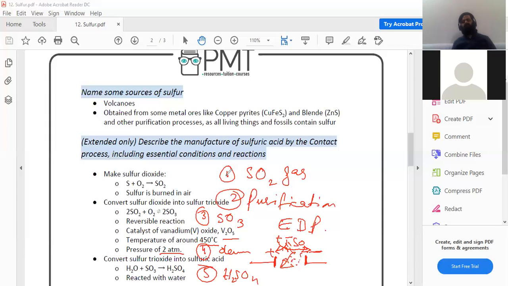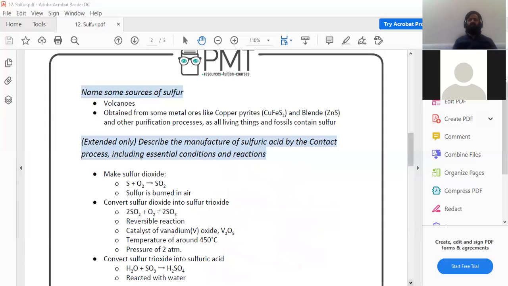These 5 major steps must be kept in mind when you are talking about the contact process. Contact process is the industrial way to manufacture H2SO4, sulfuric acid. But here, raw material, what you will say? The raw material for the contact process is sulfur and oxygen or air.